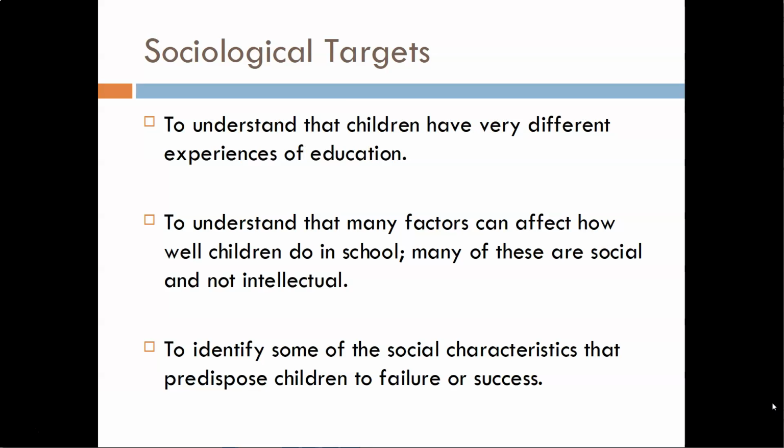So we're reminding ourselves that we want to understand that children have very different experiences of education. We want to understand that there are many factors affecting how well children do in school, and a lot of these are social factors from outside school. They're not intellectual or academic. They're things that affect how well you do in school, but they're from society, family, etc. And we want to look at what those social characteristics are that come from outside that mean it's more likely that children will succeed or fail.